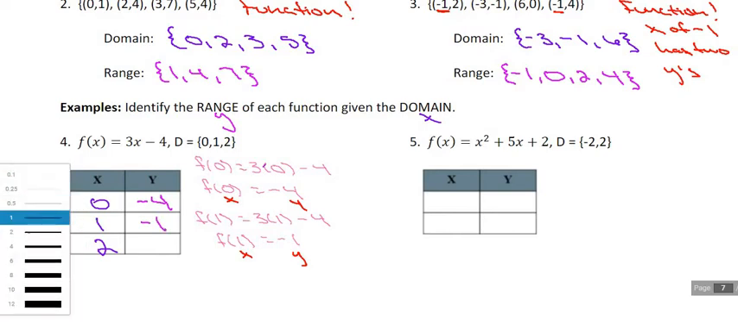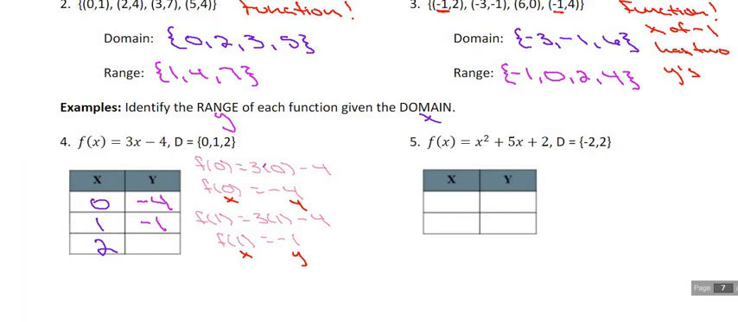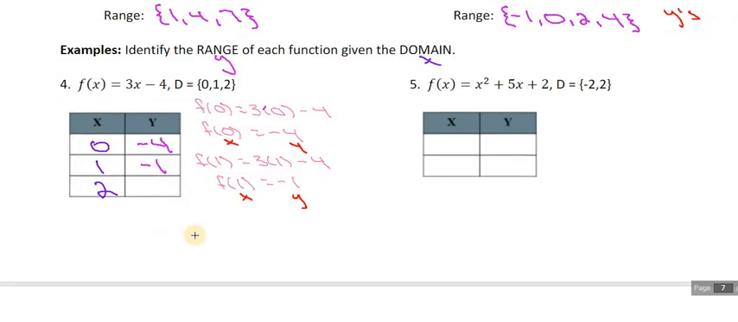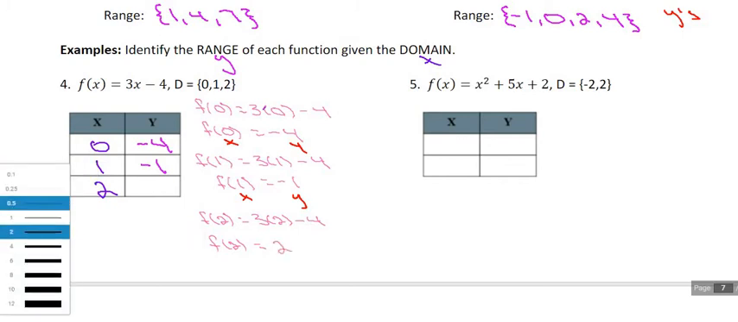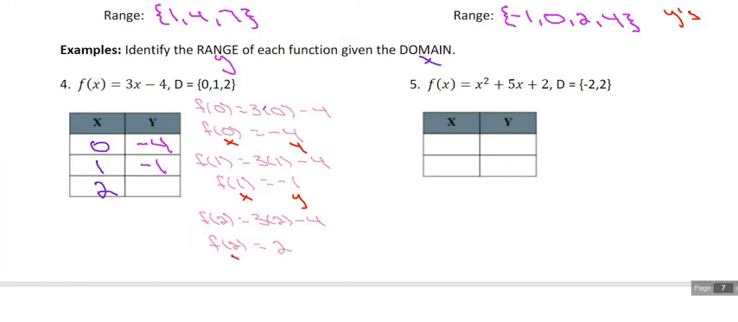And we've got one more here. When x is 2, let's find the y. So f of 2 is 3 times 2 minus 4. That means f of 2 equals 3 times 2 is 6, 6 minus 4 is 2. So when x is 2, y is 2.